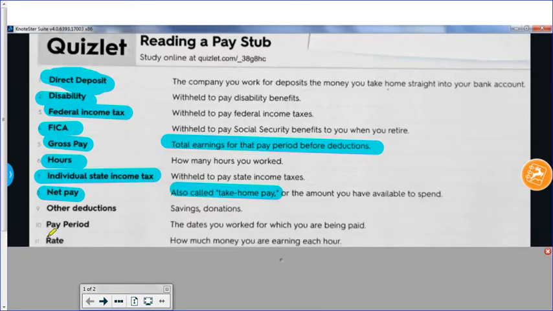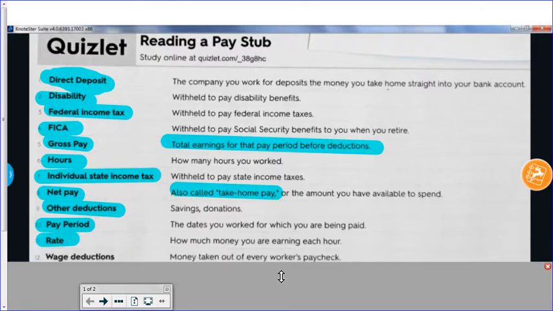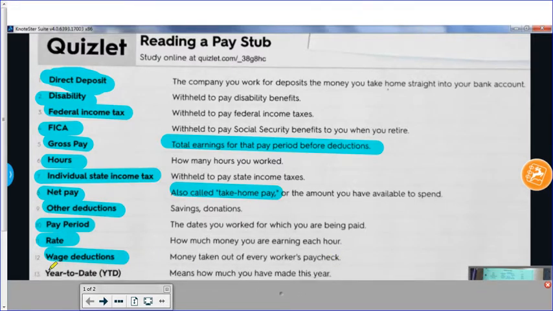Rate. How much money you are earning each hour. So your rate of pay may be $10 an hour, $20 an hour. Wage deductions. Money taken out of every worker's paycheck. Year to date, YTD. This means how much money you have made so far this year, just this year.